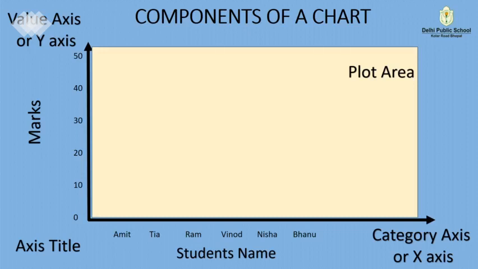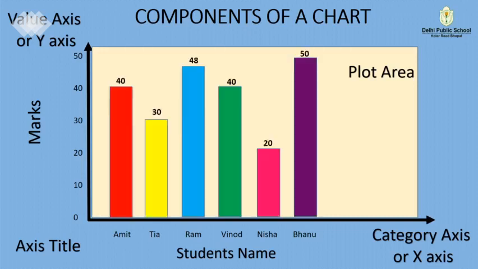Now next is data series. Here I have used a column chart. So data series is basically a set of data that is representing different values. You can use it in different colors, or you can even use the same color. We will learn how to create and how to format that after this.